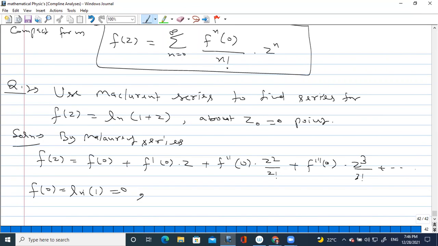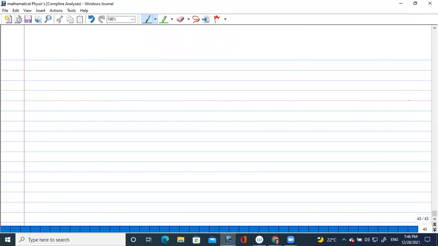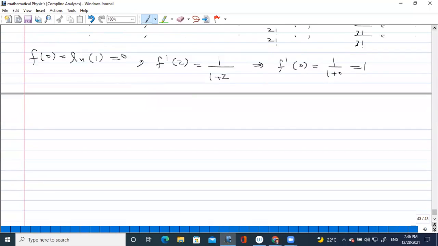So this is your f(0). Now you want to find f'(0), but first I will find f'(z). In that I will put 0. So f'(z), you differentiate it, will be 1 upon 1 plus z. So this implies f'(0) will be 1 upon 1 plus 0. Answer is 1.